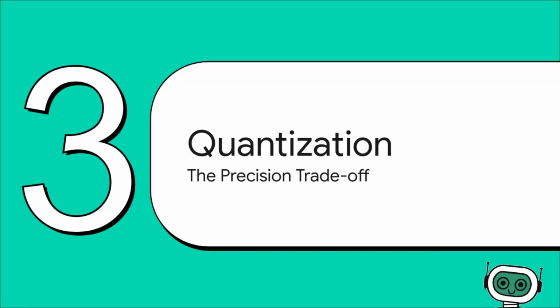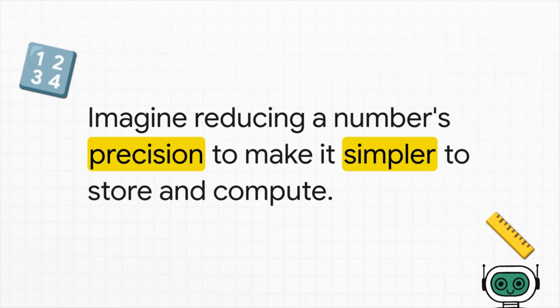All right, let's switch gears to our second technique, which is called quantization. This one isn't about teaching a new model. It's about making the existing one simpler. The intuition here is pretty simple. Imagine you have a number with a ton of decimal places. Quantization is basically like rounding that number. Sure, you lose a tiny bit of precision, but the number becomes way easier to store and to work with.